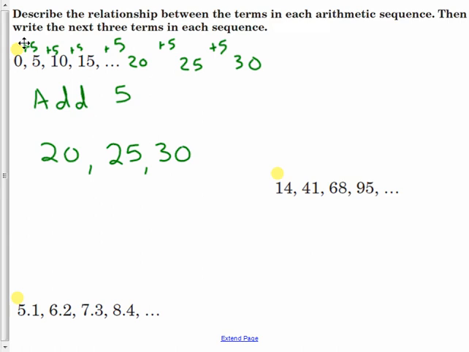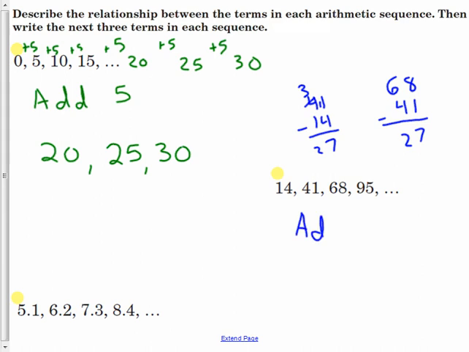We'll go over to the right side here. We have 14, 41, 68, 95. A little bit trickier. Probably doesn't pop into your head right away, but a good place to start is by subtracting the first two numbers. I have 41 minus 14. Looks like that's a difference of 27. Let's try the next one, 68 minus 41. I think we found it. It looks like the pattern is add 27.